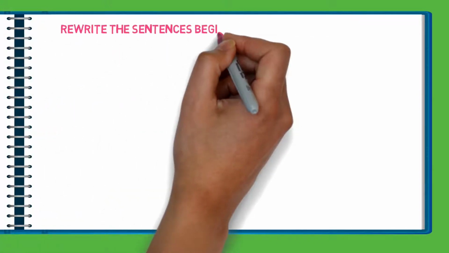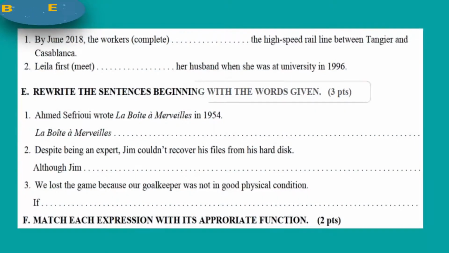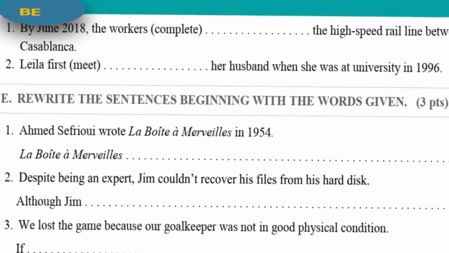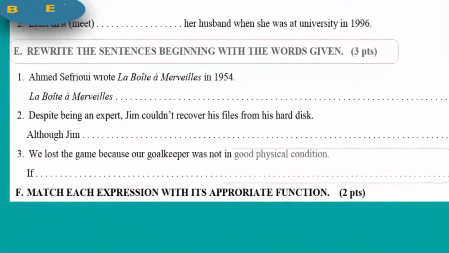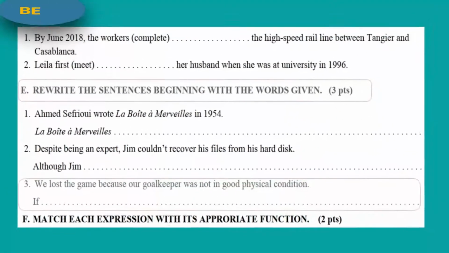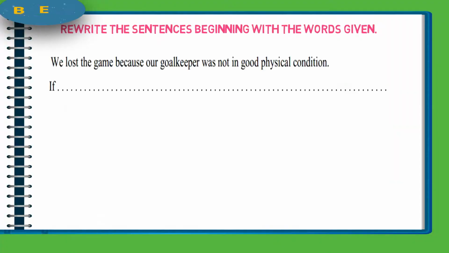Before we move to the exercises, let me show you how you can make a conditional type 3 sentence from a given situation, like the ones you have or will have in the national exam. And by the way, I took all these examples from previous national exams. The question that you're going to have in the national exam is this: rewrite the sentences beginning with the words given. They give you sentences and they start with some words. So when they start with if, you're going to apply the rule of conditional type 2 or type 3. You just need to pay attention.